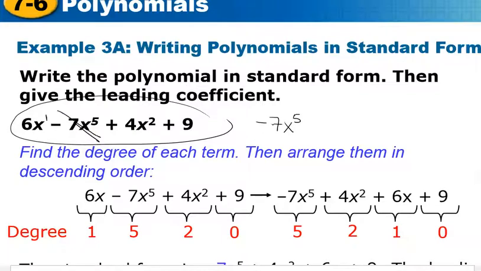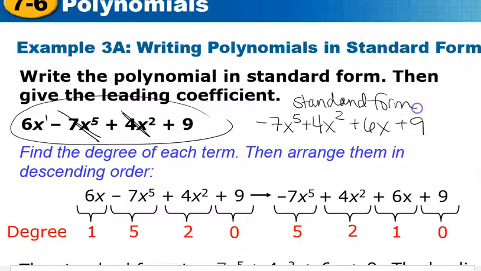Now what's the second biggest? The 4x squared. So we're going to write plus 4x squared. Okay, and we're just going down the line. What's next? Plus 6x, technically to the first, and then plus 9. This is called standard form.